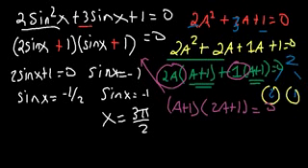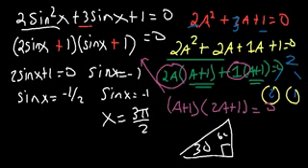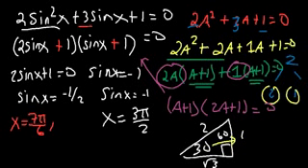Sine is negative 1/2 at, let's see, if we do the 30, 60, 90 triangle, this is 1, root 3, 2. Opposite to the 1 is the 30, so the reference angle is 30. Sine is negative in quadrants 3 and 4. So in quadrant 3, if the reference angle is 30, the angle is 180 plus 30, which is 210, or 7 pi over 6. Sine is also negative in quadrant 4. And the angle is going to be 360 minus the reference angle, so 360 minus 30 is 330.